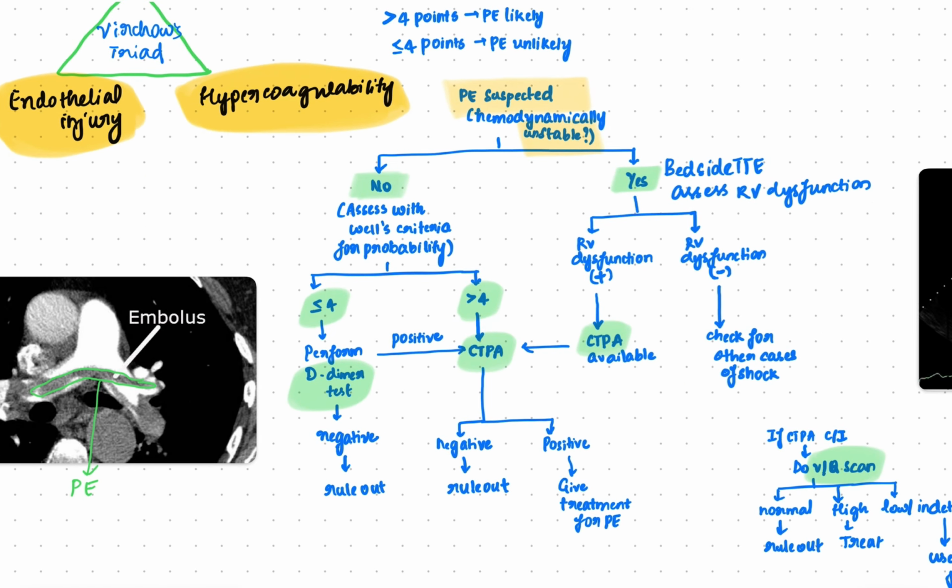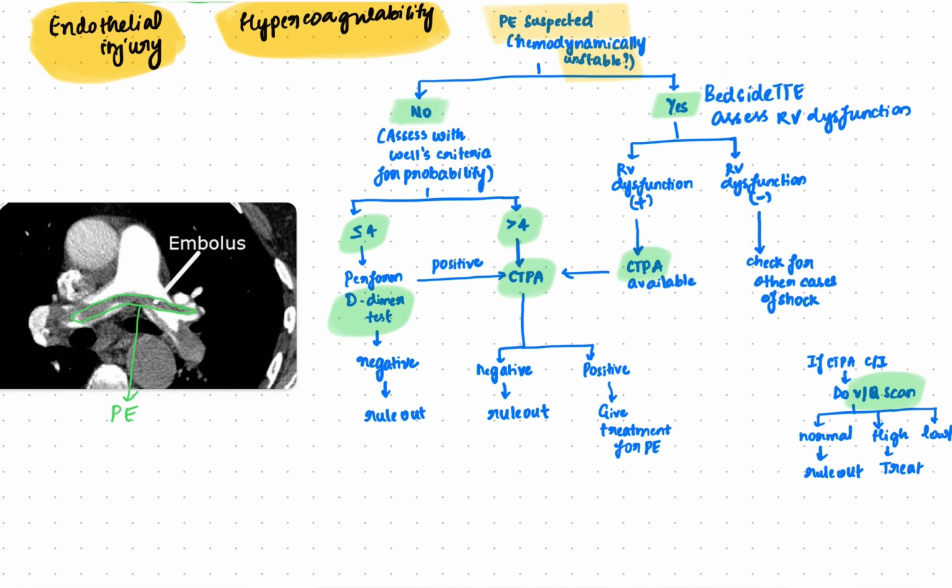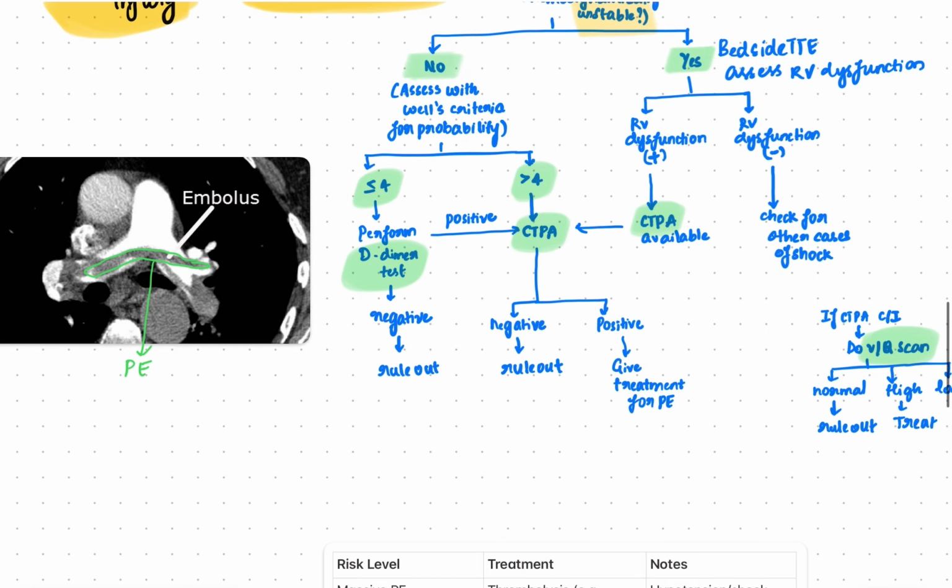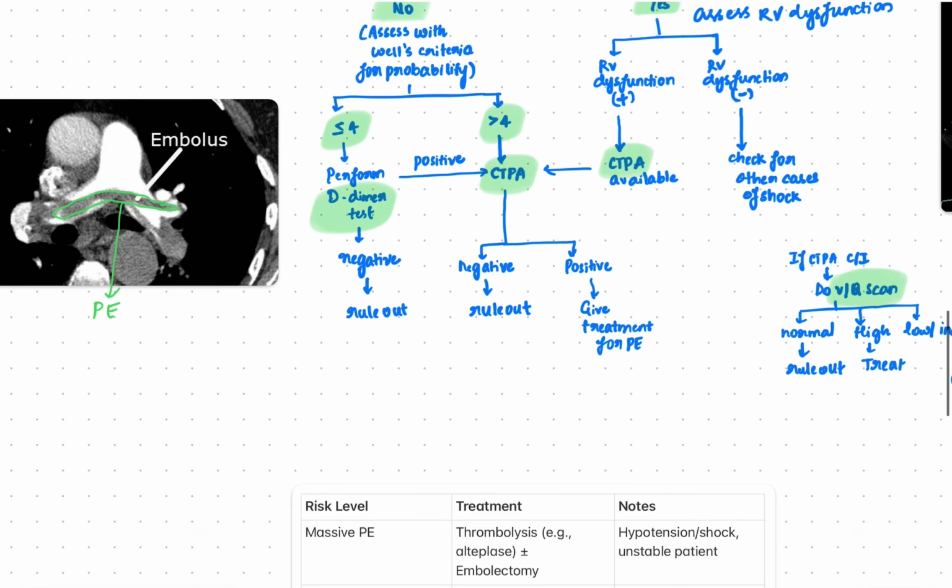So let us see how we will approach this case. Pulmonary embolism is suspected, and then we ask whether the patient is hemodynamically unstable. If the patient is not hemodynamically unstable, we have to assess with the modified Wells criteria for the probability. If it is less than or equal to 4, we have to perform a D-dimer test. If it is negative, we can rule out pulmonary embolism. If the D-dimer test is positive or the modified Wells criteria score is more than 4, then we have to perform CT pulmonary angiography. Here, if it is negative, we can rule out pulmonary embolism. If it is positive, we have to treat for pulmonary embolism.